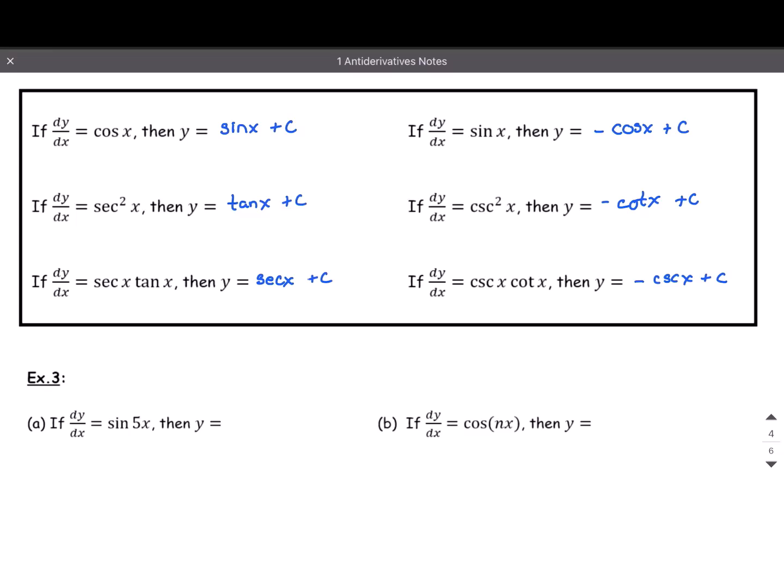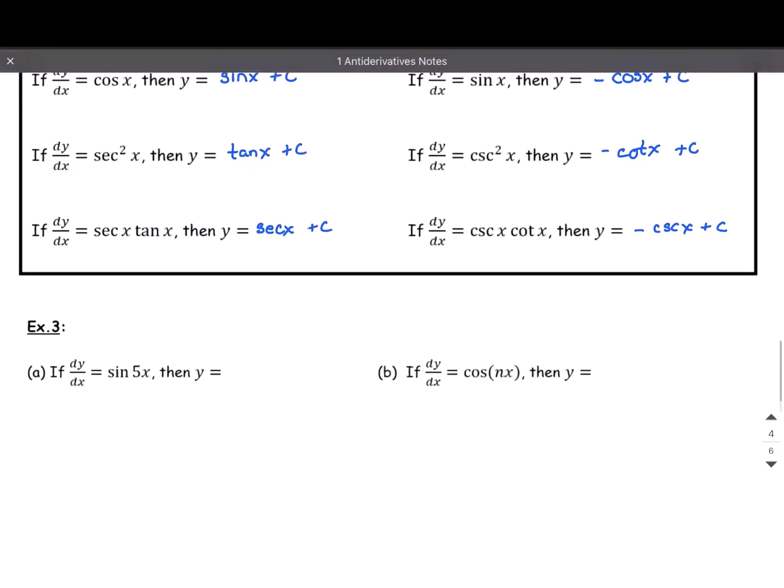Now I know you're looking at this and going, oh my goodness, Mrs. Williams just gave us 6 more rules to memorize. No, they're the same as the derivative rules you already know. It's just going backwards. They're the same rules. Please do not panic, okay? Let's look at the next problem.